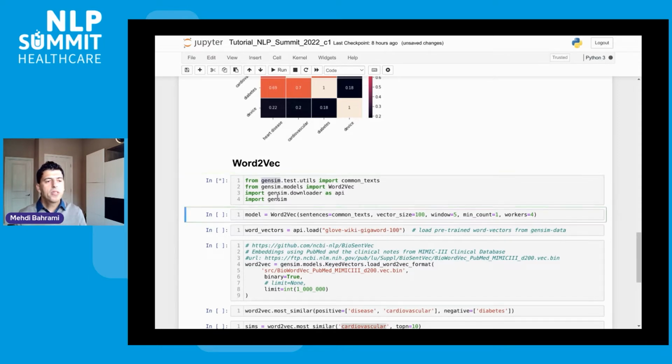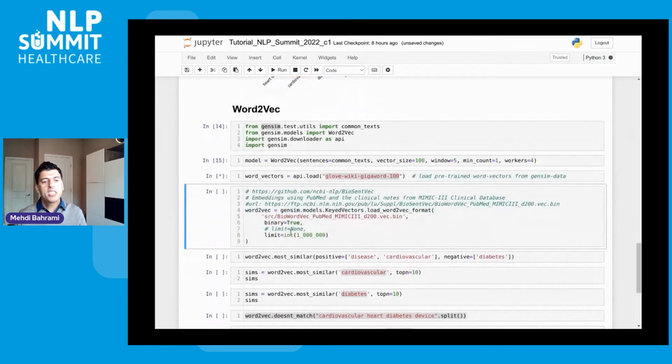One of them we could use is Gensim, and I'm going to use, for example, GloVe Wiki Gigaword. Another option is a specific word2vec model for biomedical terminology that you can download from these links. These links are around a 30 GB file. You have to download that to execute.